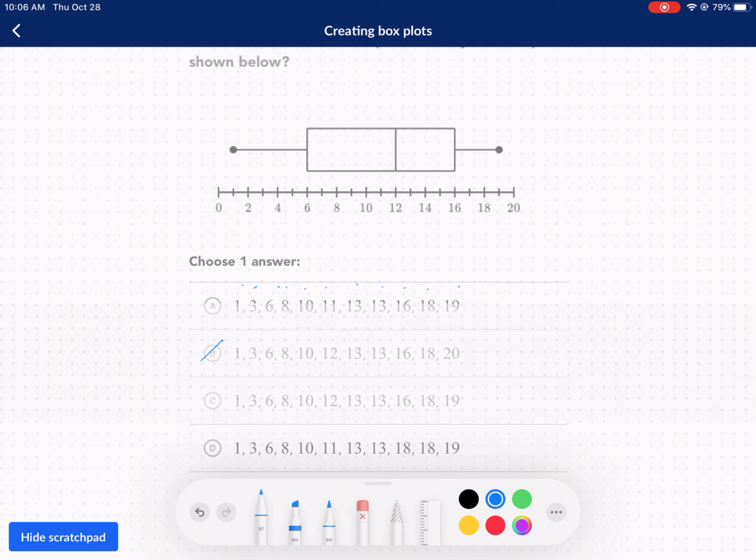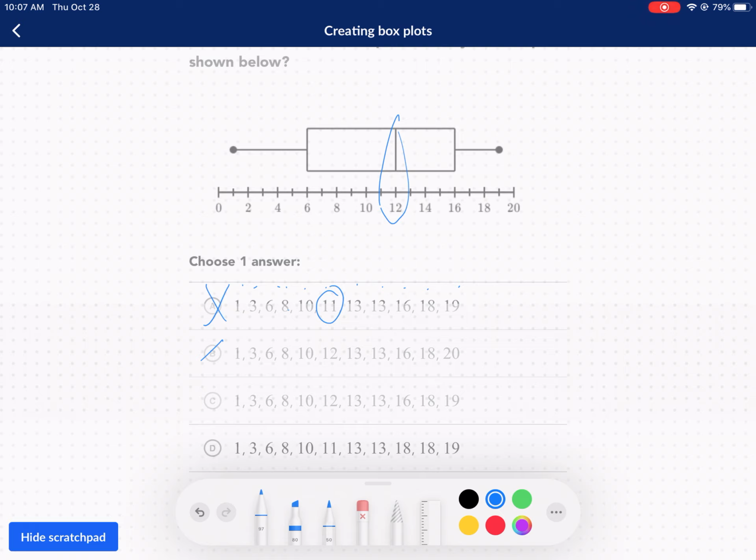1, 2, 3, 4, 5, 6. That's another way to do this. Instead of crossing it off, if it's an odd number, just count half plus about half, round up. So 11 is my median, but no, it's not. 12 is my median, so I know option A is out.